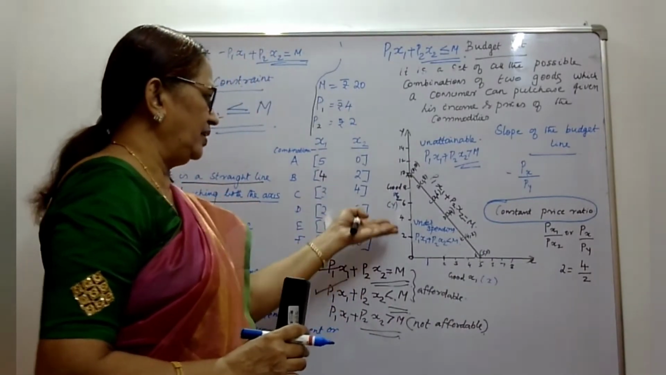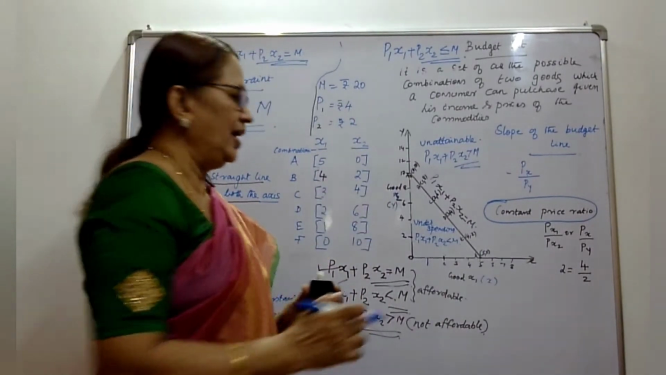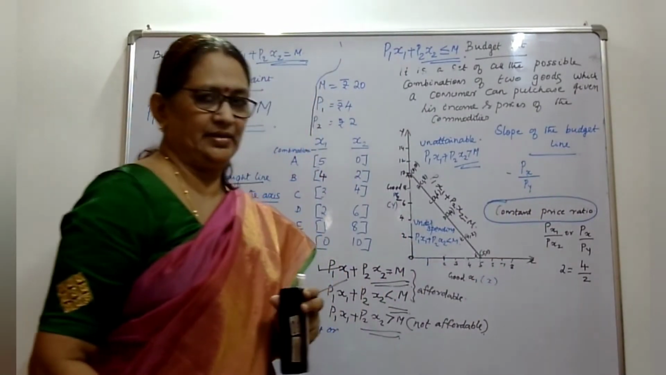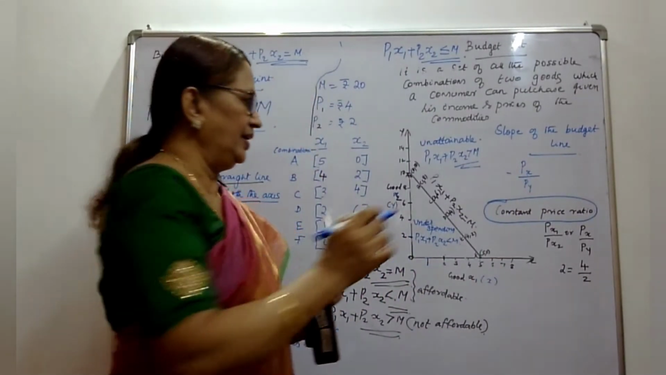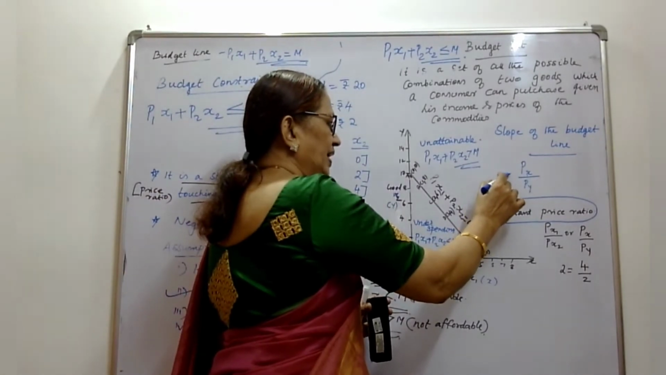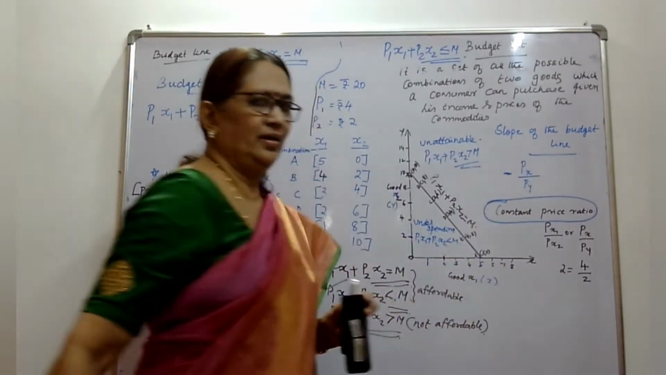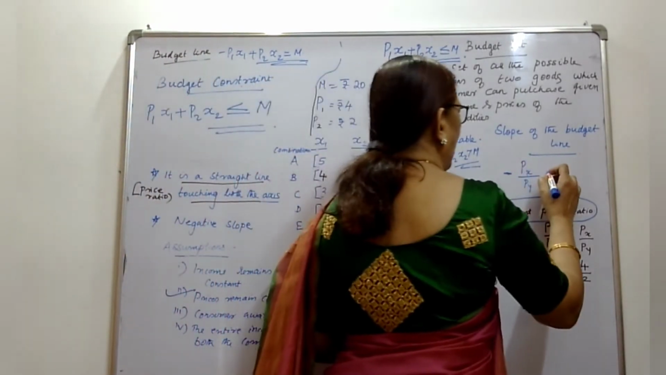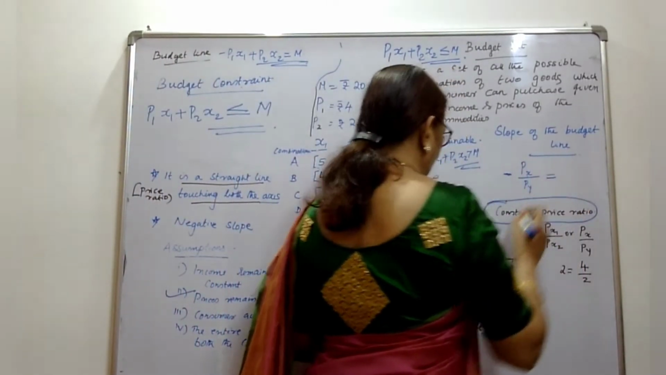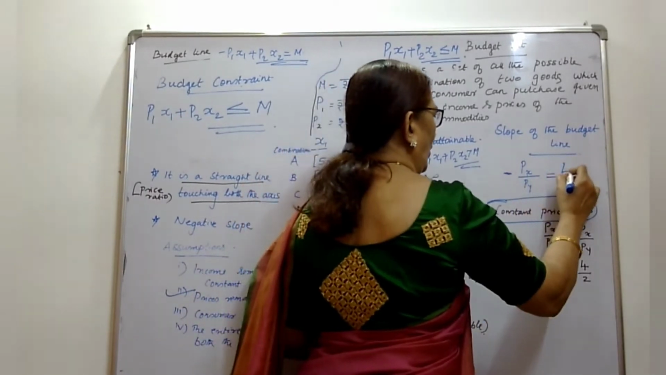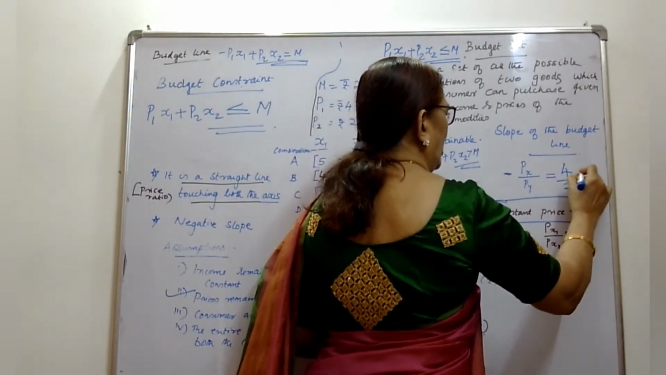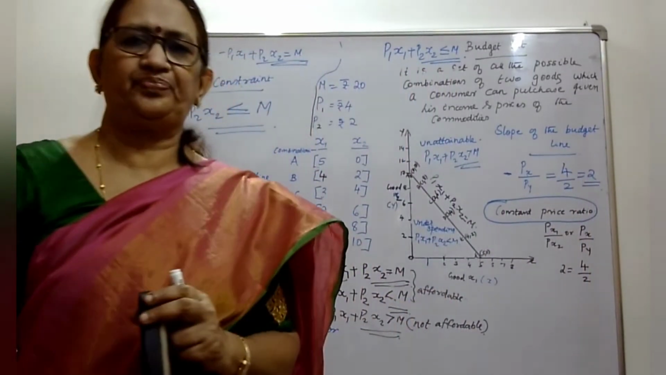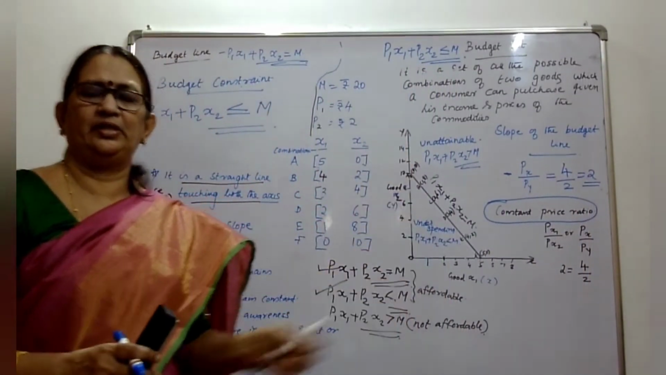Here x1, x2 I have denoted, X commodity on the x-axis, Y commodity on the y-axis. Px by Py. Actually it is negatively sloped, that is why negative Px by Py, but we simply say Px by Py. Here Px, that is the price of x, is 4, Py is 2, so the price ratio is 2. Negative 2 we say, negatively sloped, that's why.